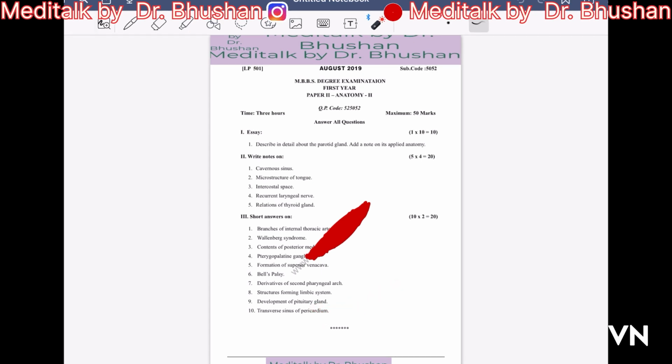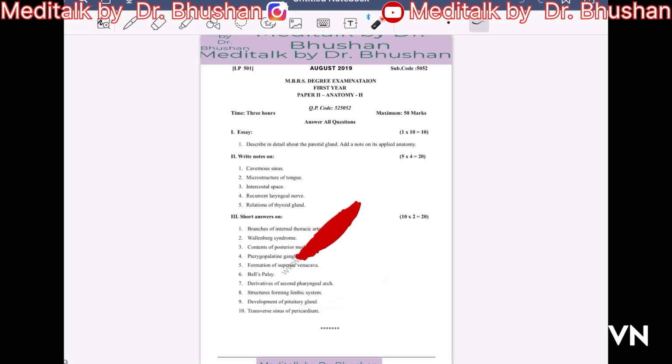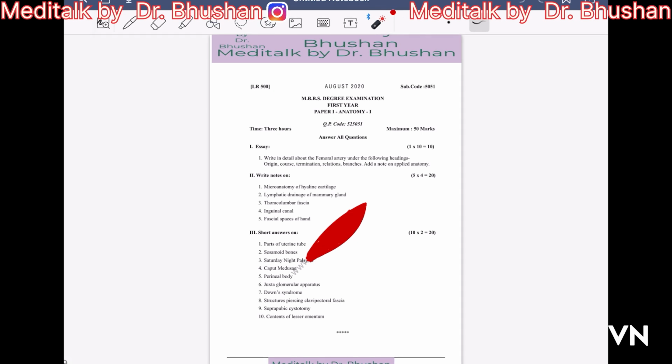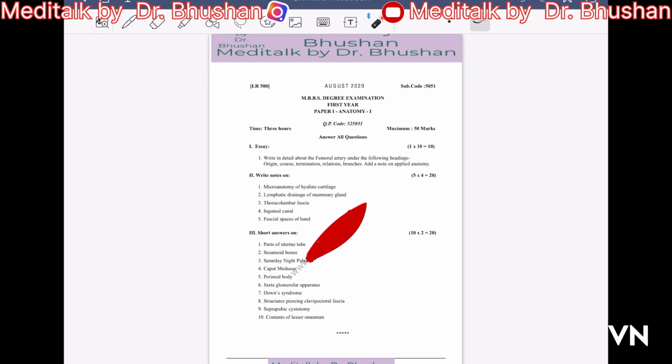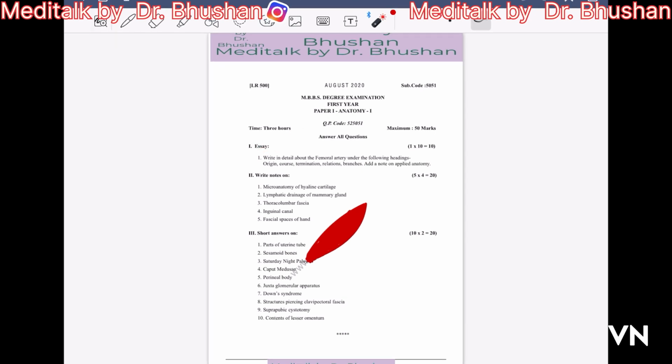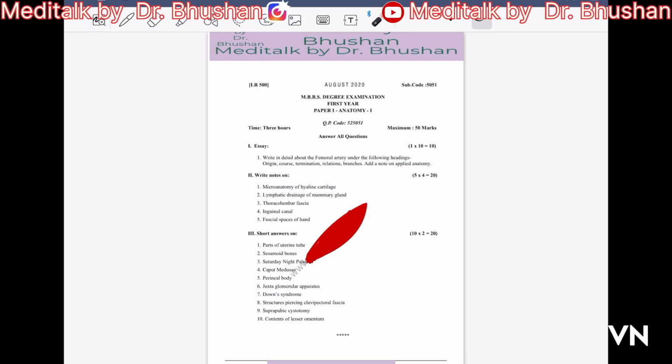This is the 2019 paper. Then August 2020 MBBS degree examination, first year anatomy paper 1. This also comes for 3 hours. Essay question: write in detail about the femoral artery under the following headings: origin, course, termination, relations, branches. Add a note on applied anatomy for the 10 marks. This is a long question.